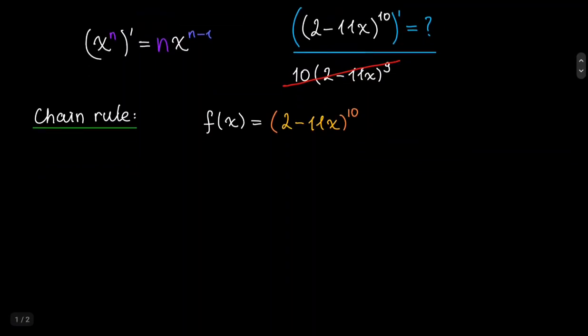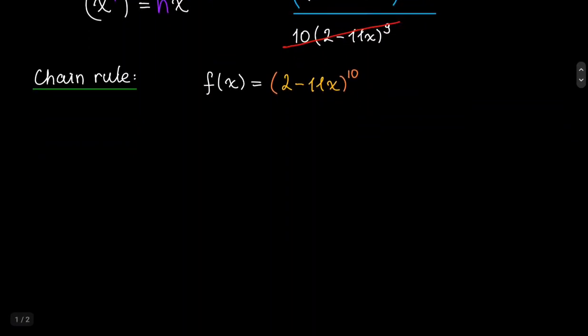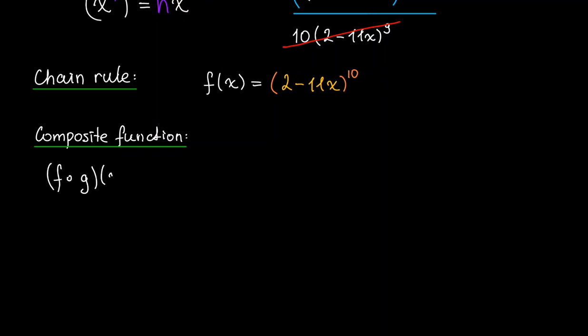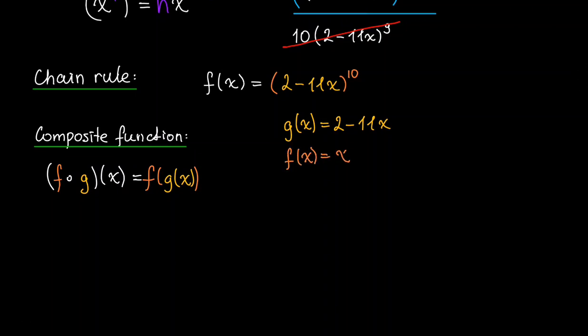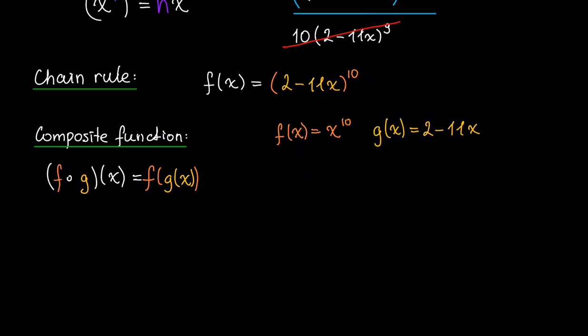Here, however, just as a refresher, the notation of a composite function is as such. We write f small circle of g of x. Another more straightforward notation would be f of g of x. In our example, the g of x, or the function inside, would be the linear function 2 minus 11x. And then the f of x would just be x raised to the 10th power.